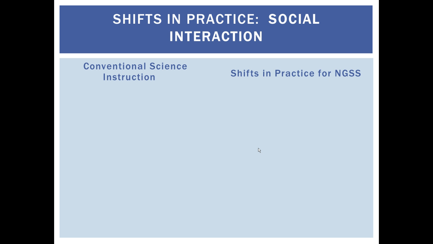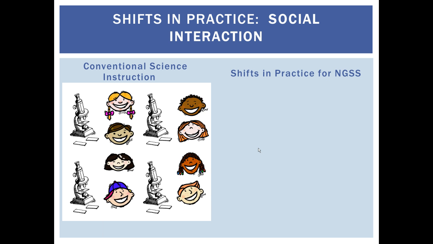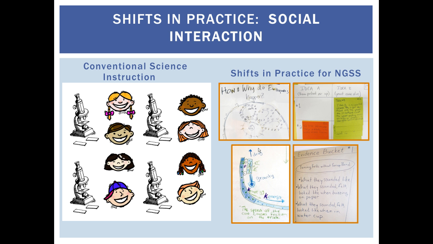In conventional classrooms, students are frequently placed in groups according to the need to share equipment. If you have 4 microscopes and 8 students, then you need to make groups of 2. With the NGSS, students must interact and construct meaning together. They need significant time dedicated to engaging in argument from evidence. They need time to evaluate different sides of an argument together.